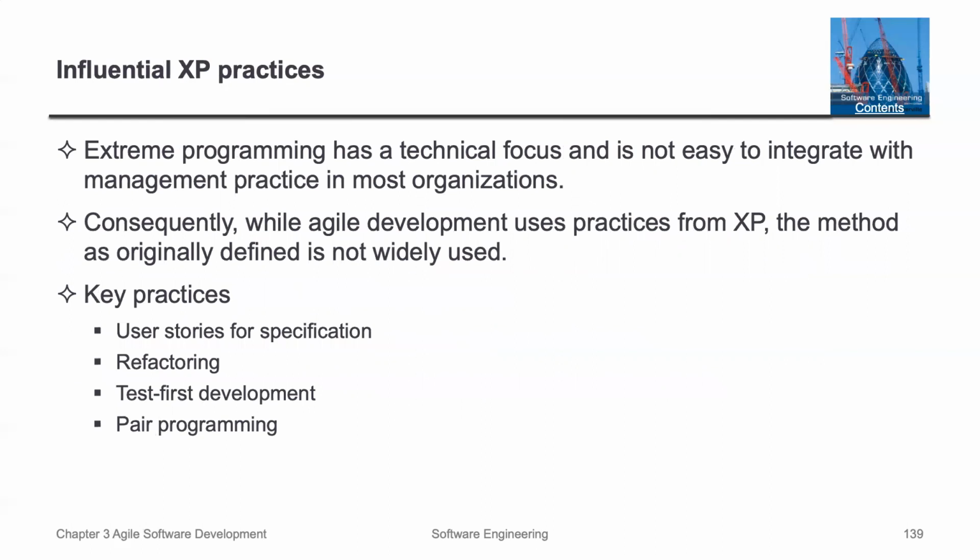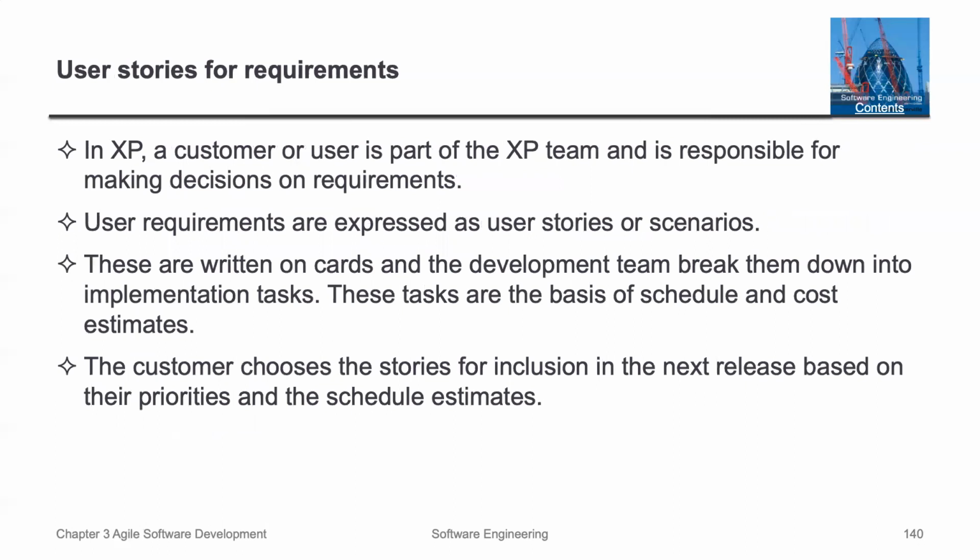What are the influential extreme programming practices? Extreme programming has a technical focus that is not easy to integrate with management practices in most organizations. Consequently, while Agile development uses practices from extreme programming, the method as originally defined is not widely used. So the key practices are: use user stories for specification, be open to refactoring, test-first programming, and pair programming. Those are good focus areas. So you want to be using user stories for requirements.